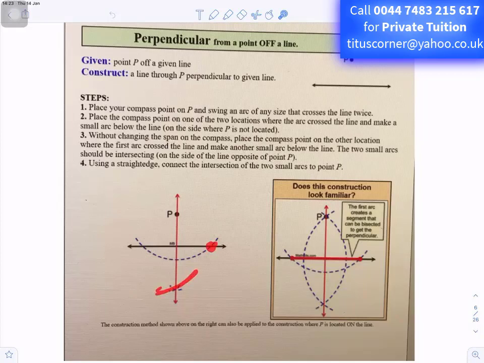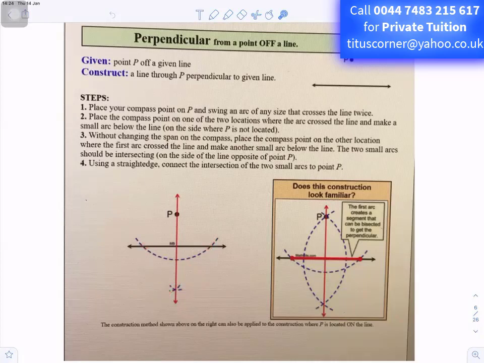And without changing the span of the compass, place the compass point on the other location where the first arc crosses the line and make another small arc below the line. So you change it to the other point and you do another arc. So you get the 2 arcs crossing like that. And the 2 small arcs should be intersecting on the other side of the line opposite point P. So you put the compass there and make this arc. Take the compass, put the next point and make the arc.